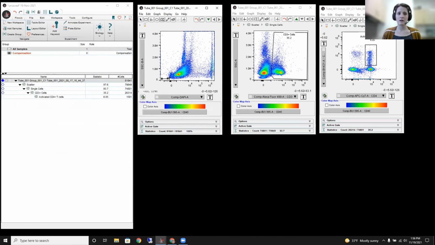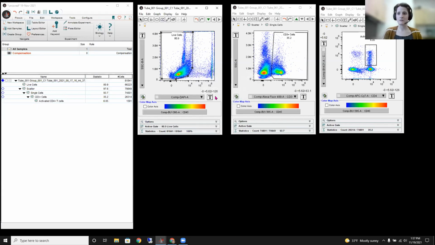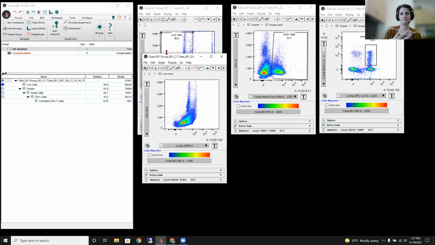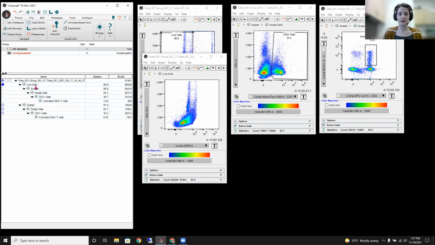I'm going to go ahead and have my first gate now not be on scatter, but instead on this viability dye. So I'm going to call those our live cells. So we have about 80.9%, not too bad. And then from there, to not bring in bias from how I might gate differently from a minute or two ago, I'm going to take that scatter single cell CD3 and activated T cell gate, and I'm going to copy it from the analysis that I just did. And I'm going to paste it here onto this live cell gate that I just made.